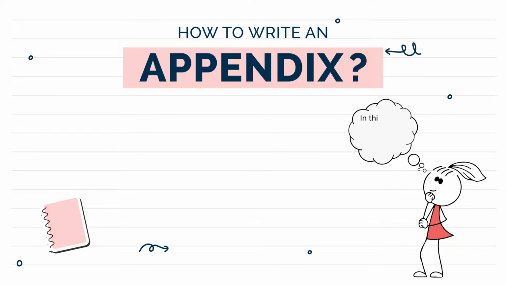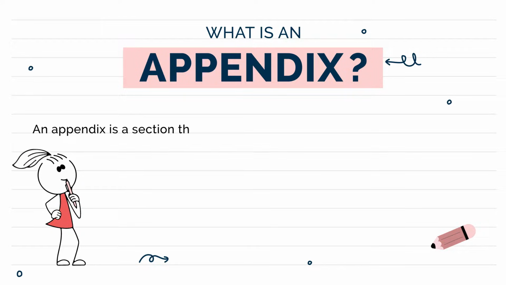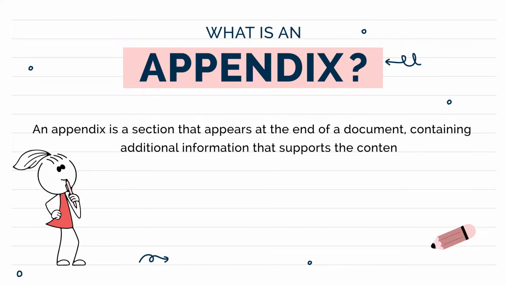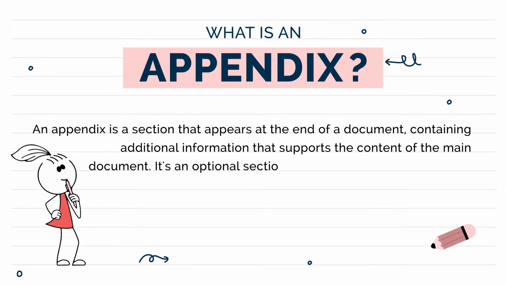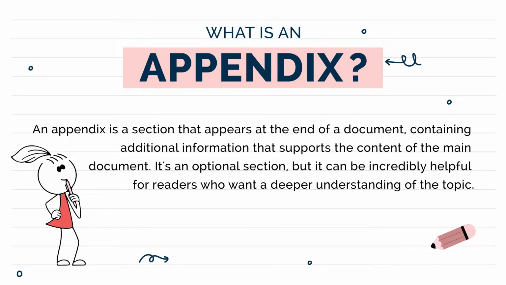In this video, we'll discuss what an appendix is, why it's important, and how to write one effectively. Let's get started. An appendix is a section that appears at the end of a document, containing additional information that supports the content of the main document. It's an optional section, but it can be incredibly helpful for readers who want a deeper understanding of the topic.